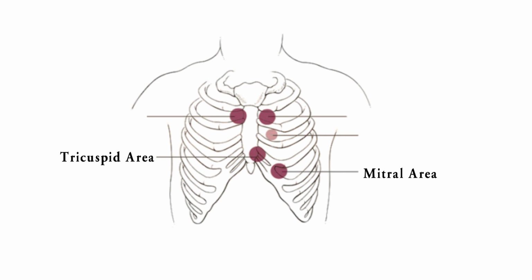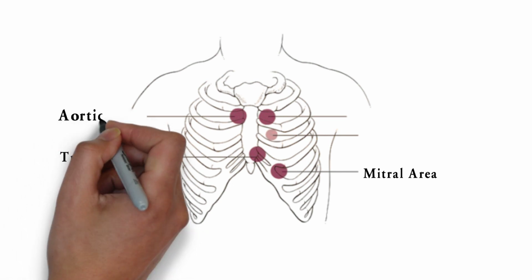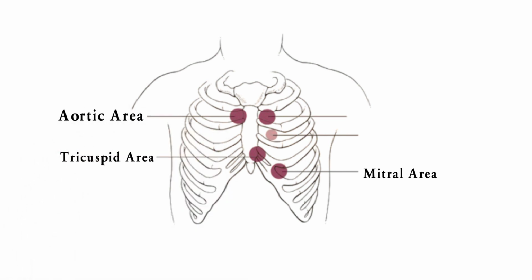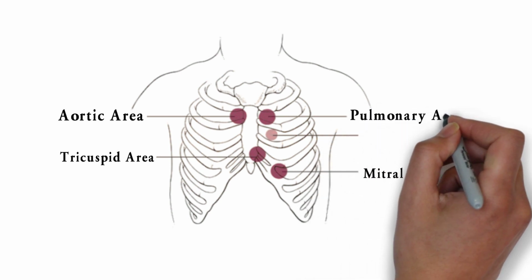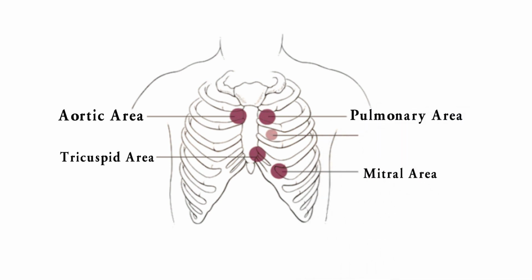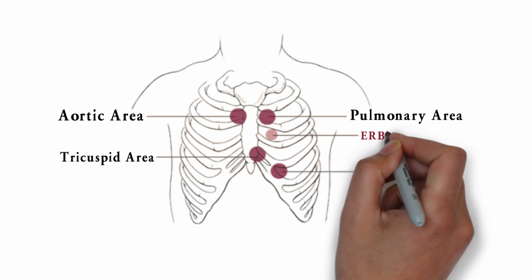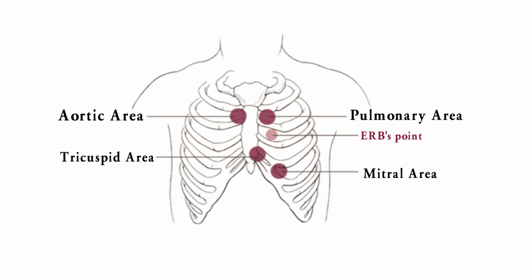And sound due to the aortic and pulmonary valves is best heard at the aortic and pulmonary areas respectively. Aortic area is at the right 2nd intercostal space just lateral to the sternum. Pulmonary area is at the left 2nd intercostal space just lateral to the sternum. And this is Erb's point, at the left 3rd intercostal space. Some doctors consider it the best site for hearing the 2nd heart sound.